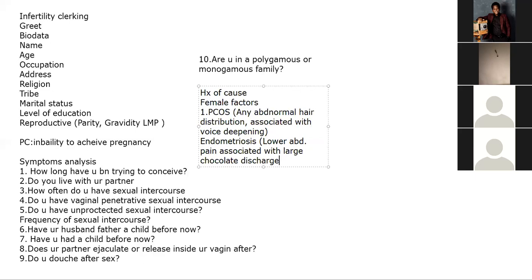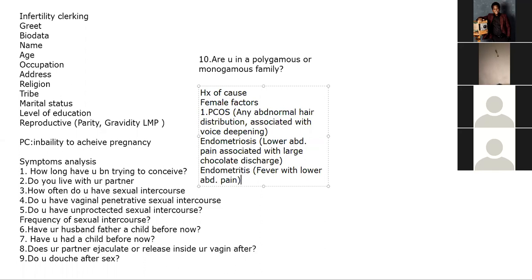Also endometritis. I said it. So you can ask about endometritis also. For endometritis, how do you want to ask the question? You want to ask about fever and lower abdominal pain. Mostly it should be fever. Any fever with lower abdominal pain. You want to ask about endometritis.